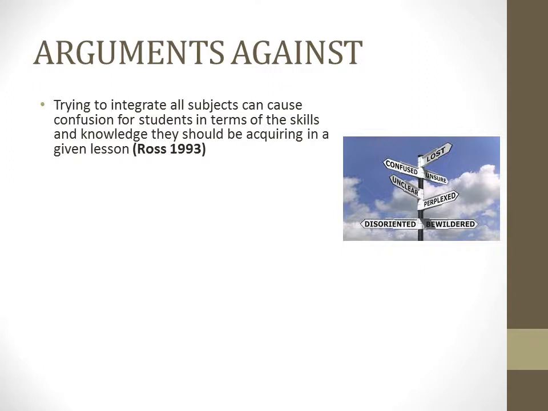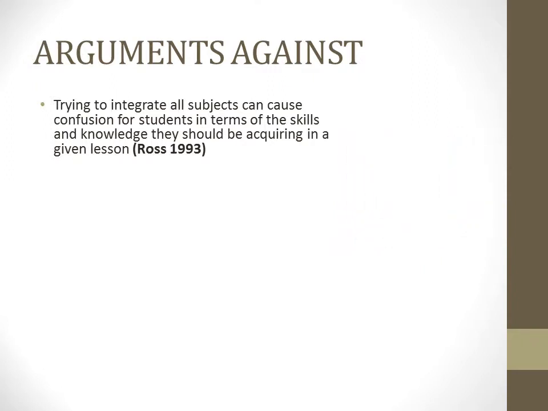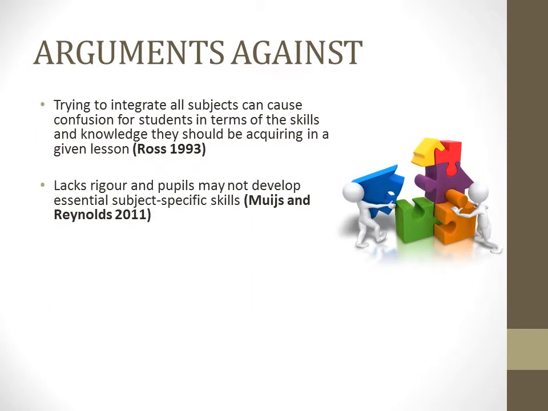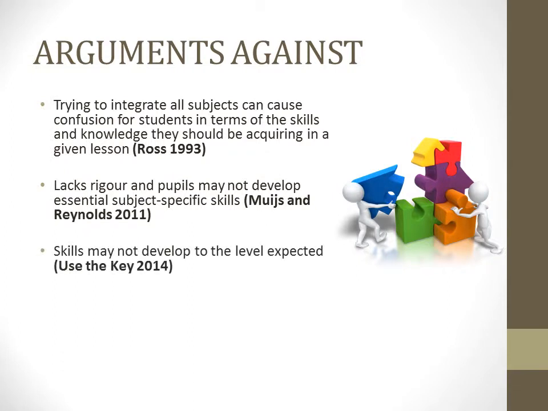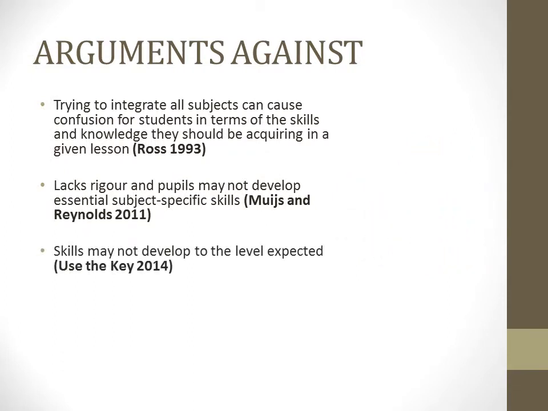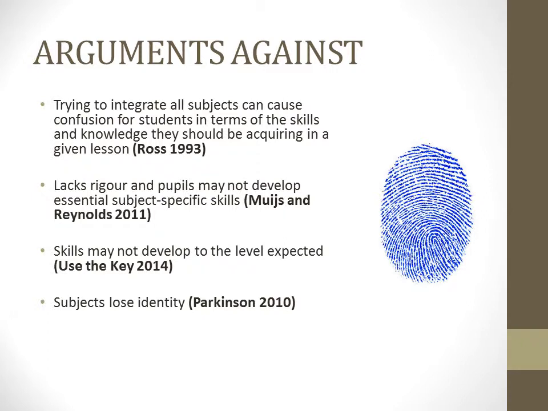For example, in science, skills such as planning, presenting evidence and evaluating data are seen as subject-specific, and as a result of a cross-curricular approach to learning, these skills may not develop to the level expected. This can lead to subjects losing their identity and meaning, which completely goes against the structure of the national curriculum.